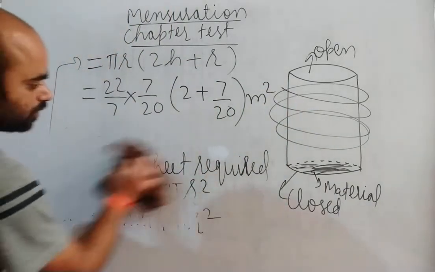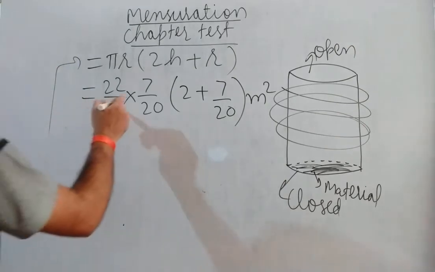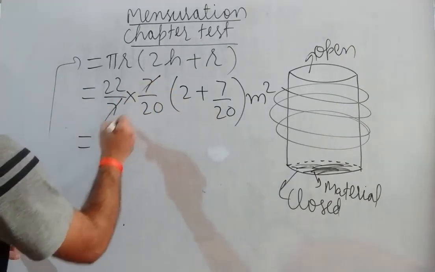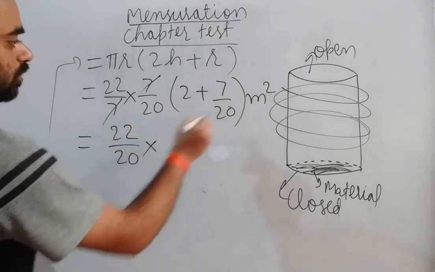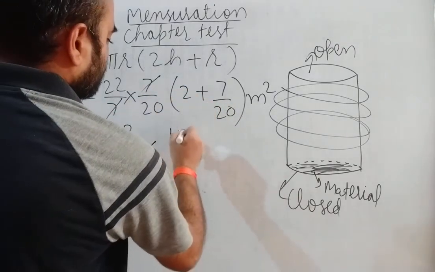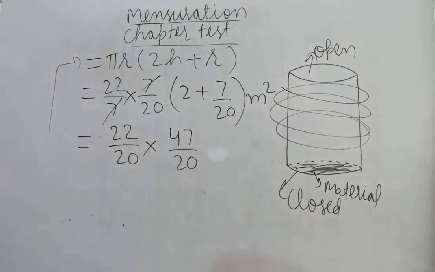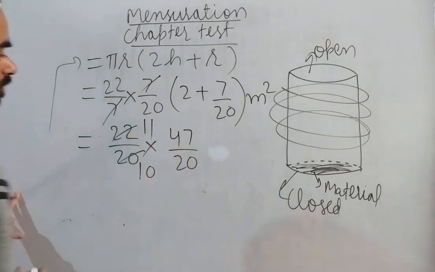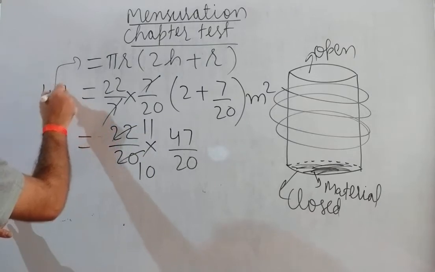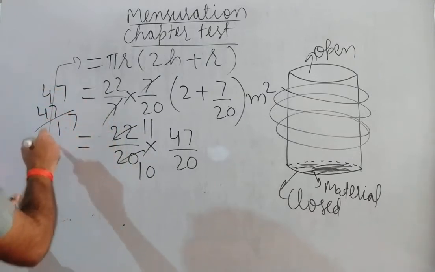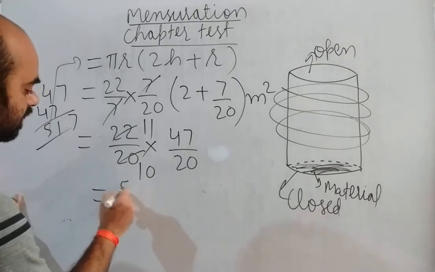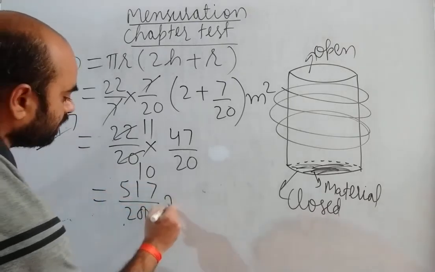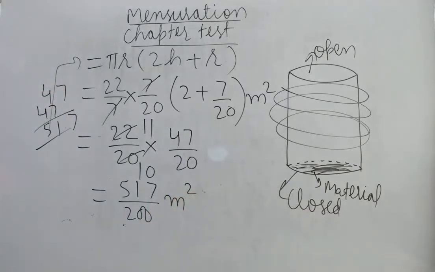Correct? So solve. This will be 7 and 7 cancelled. Then 22 by 20 into 47 by 20. Correct? Now what can be cancelled? It means 517 upon 200 meter square. Clear? 7 by 20 is the radius, and 2h is 2 times 1 meter.